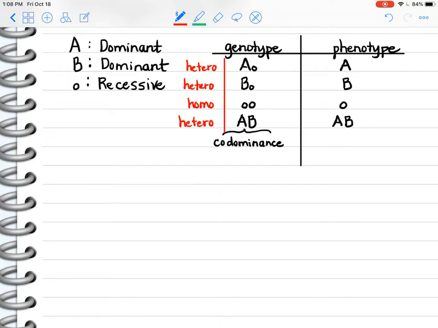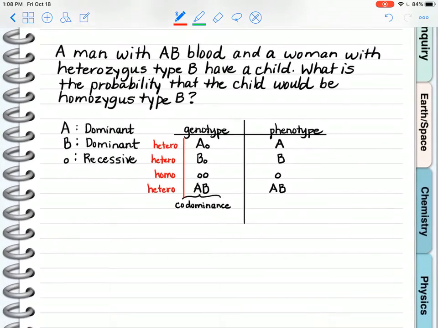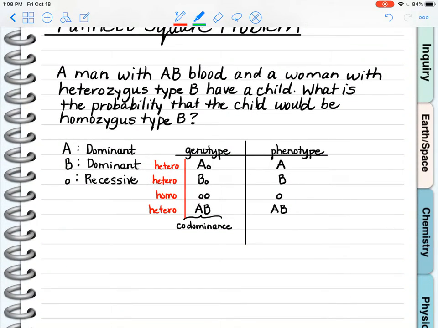Okay, so let's try to understand this question. A man with AB blood. So they were nice to me right there. They just went ahead and told me what that means. And a woman with heterozygous type B. Okay. Have a child. What is the probability that the child would be homozygous type B?